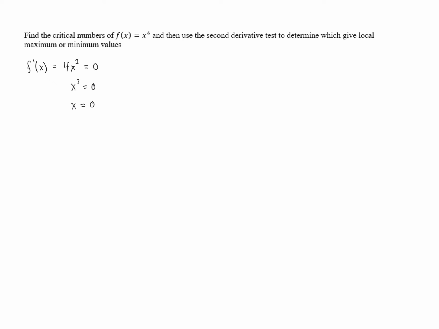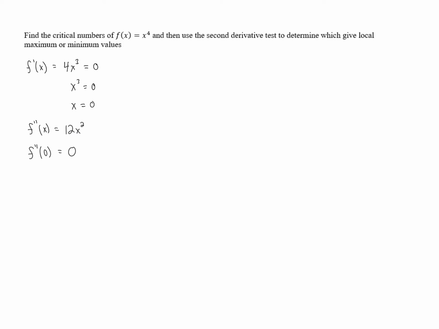And then we were asked to use the second derivative test to determine which critical numbers give local maximum or minimum values. So we need the second derivative, which is just the derivative of the first derivative. The derivative of 4x cubed is 12x squared. And we need to evaluate this at our critical number. Well, the second derivative at 0 is going to be 12 times 0 squared, which is just 0.